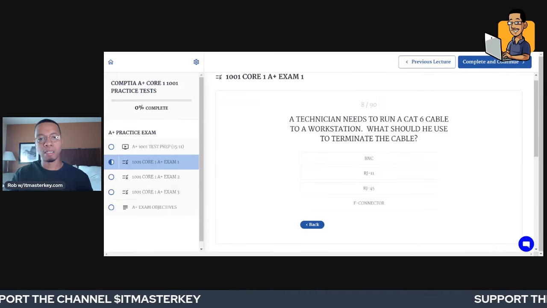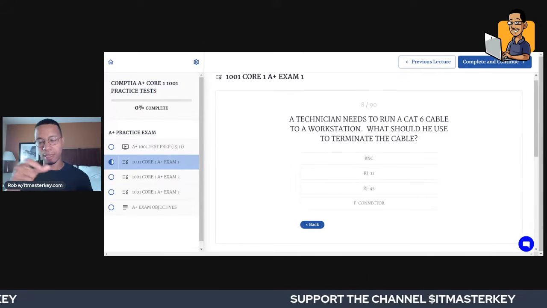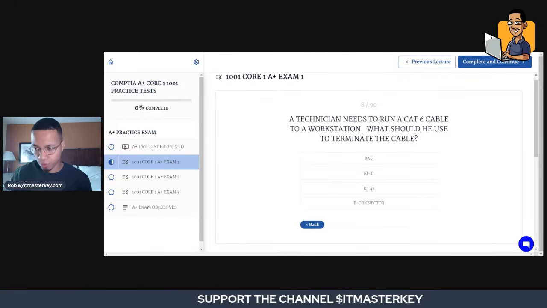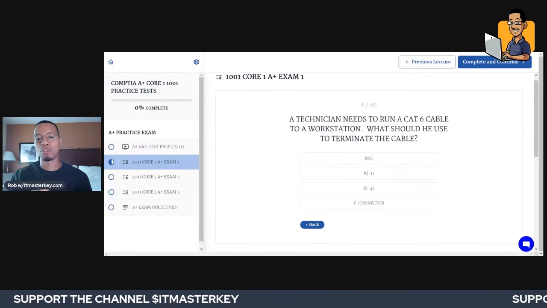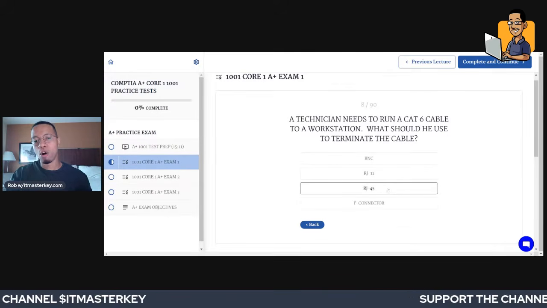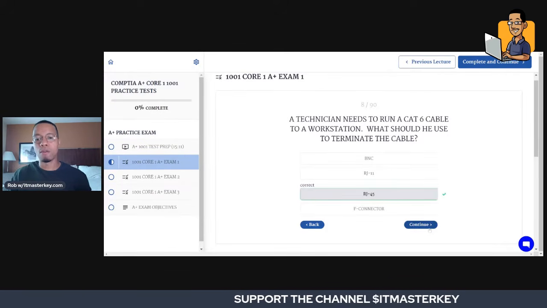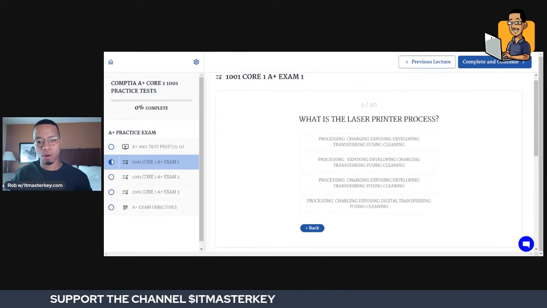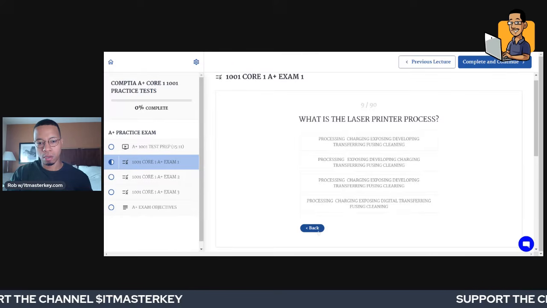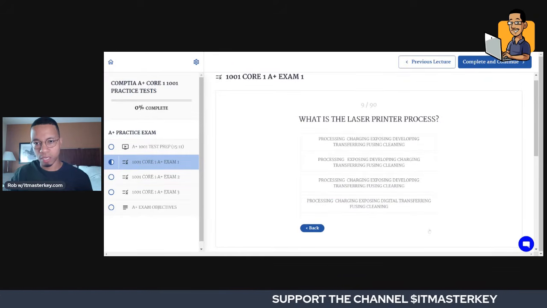Now, terminate simply means what's the cap or what's the connector that I'm going to put on the end of this cable so it can connect to devices, right? So the Cat6 is going to use an RJ, registered jack 45, okay? RJ45. So we're 9 questions in. 9 questions in, gang.